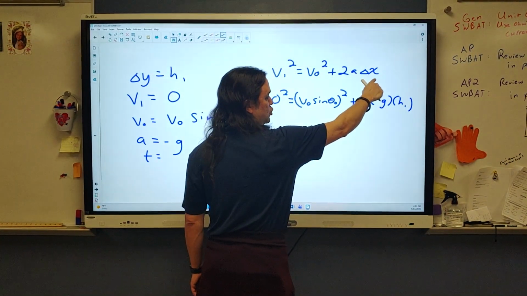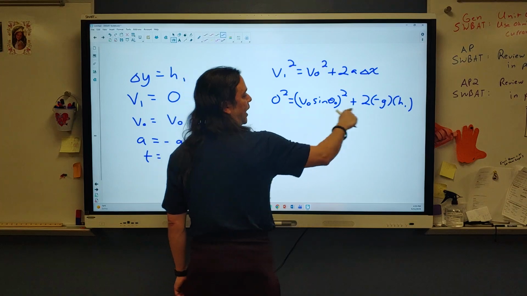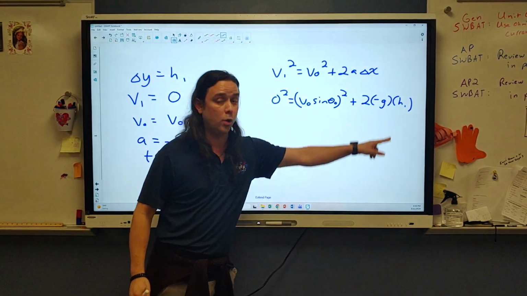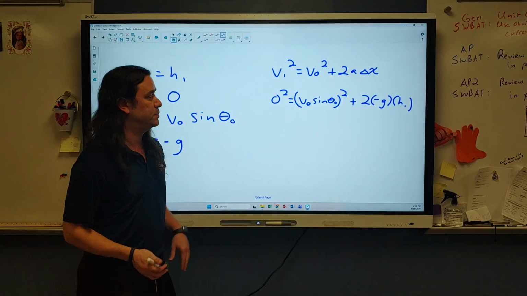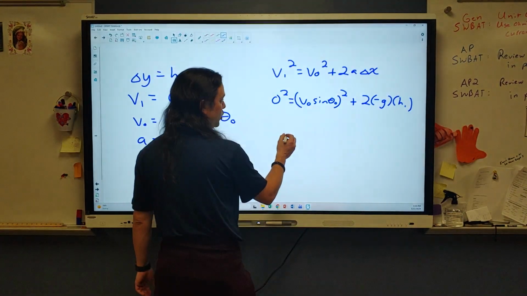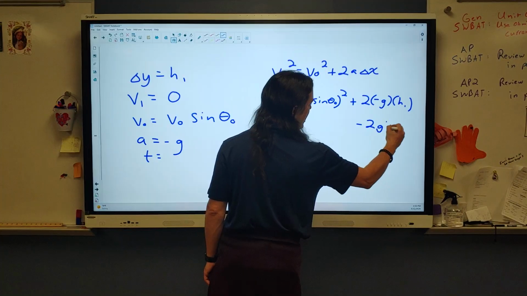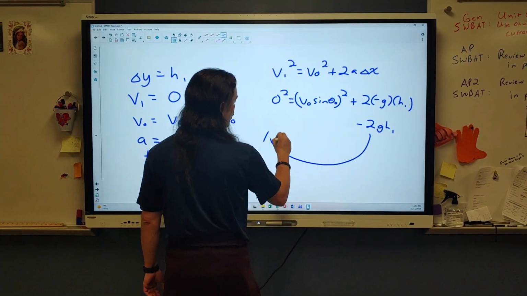I'm starting with an equation from the equation sheet, and I'm making at least one physics move, replacing a value or several values with one specific to this problem. Okay, so with this, I end up with, this comes up to negative 2gh1, which I can add over to the other side.